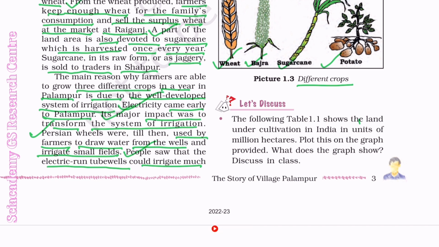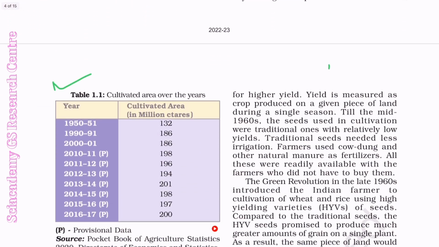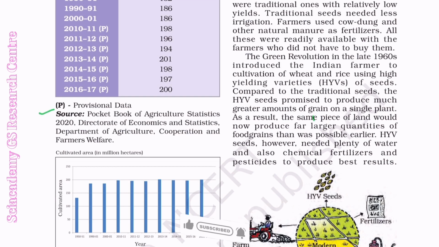Let's discuss. The following table 1.1 shows the land under cultivation in India in units of million hectares. Plot this on the graph provided. What does the graph show? Discuss in class. Table 1.1 Cultivated area over the years. Source: Pocket Book of Agriculture Statistics 2020, Directorate of Economics and Statistics, Department of Agriculture, Cooperation and Farmers Welfare.